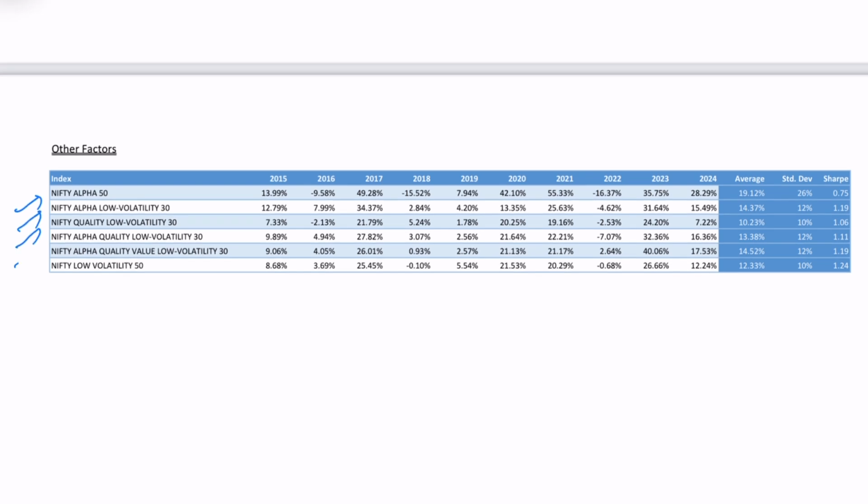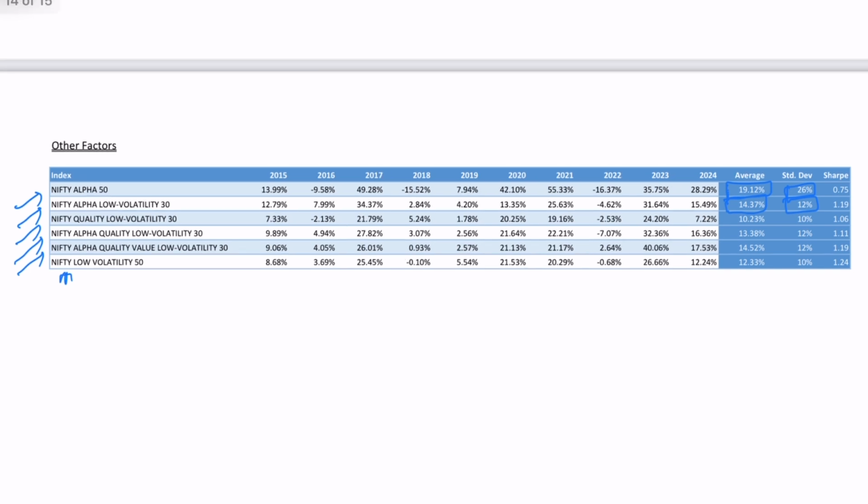then Alpha Low Volatility 30, then Quality Low Volatility 30, then Alpha Quality Low Volatility 30, and then Alpha Quality Value Low Volatility 30, and again separately Low Volatility 50. So what we can see is, again, Alpha having the highest return with higher volatility, meaning standard deviation, but the returns are quite high. At the same time, Alpha Low Volatility 30 has a comparatively lower return, but with a low standard deviation. And there is one more index, which is Quality Low Volatility 30.